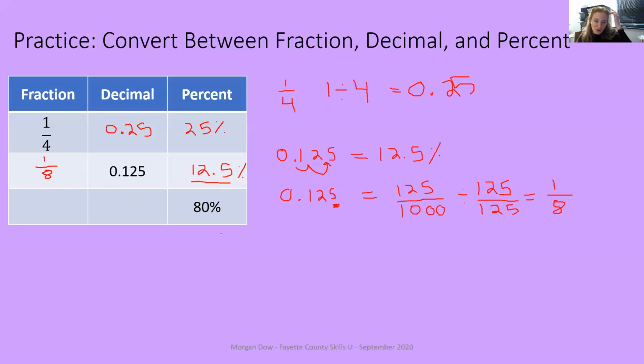All right, last row here, we've got this percent, 80%. Let's take that percent and turn it into a fraction. So 80% will become 80 over 100. And now let's simplify. So what's the greatest common factor of 80 and 100? Well, they actually have a bunch of factors in common. So 2, 5, 10, but the greatest common factor is 20. 20 is the largest number that'll go evenly into both.